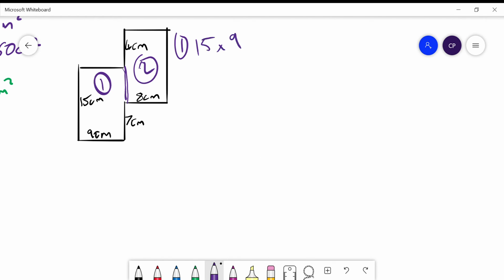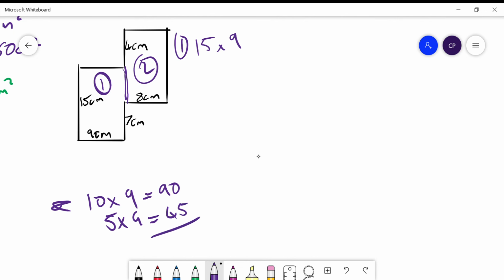Now the number's getting a bit bigger, so I'm going to break it down. Instead of doing 15 times 9, I'm going to do a bit of working over here. I'm going to do 10 times 9 and 5 times 9 and put them back together afterwards. So 10 times 9 is 90, 5 times 9 is 45. Add the 0 to the 5, you get 5. 9 plus 4 is 13. So the area, so 15 times 9 is 135 centimetres squared.